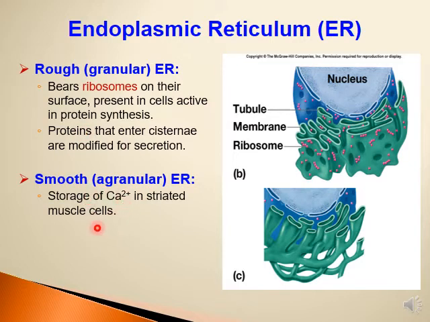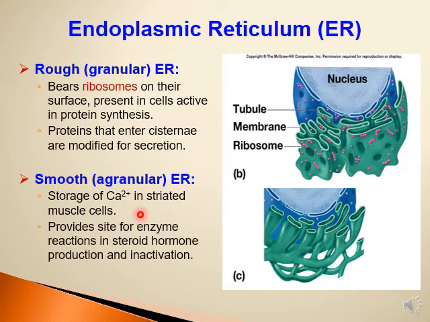The smooth endoplasmic reticulum, its main function is the storage of calcium. And as I said, especially in the striated muscles, and the striated muscles are the skeletal muscles. These are cells present in the skeletal muscles that move the skeleton, and the cardiac muscles that are present in the wall of the heart. They also provide sites for enzyme reaction in steroid hormone production and inactivation. So they are also important for the production and inactivation of one type of hormones, and these are the steroid hormones that are produced from cholesterol.